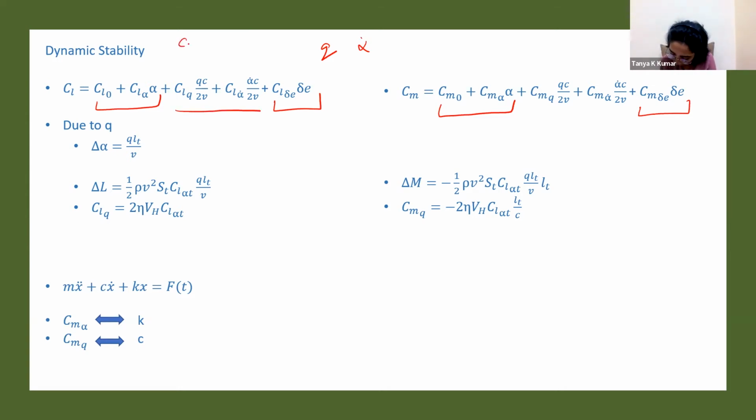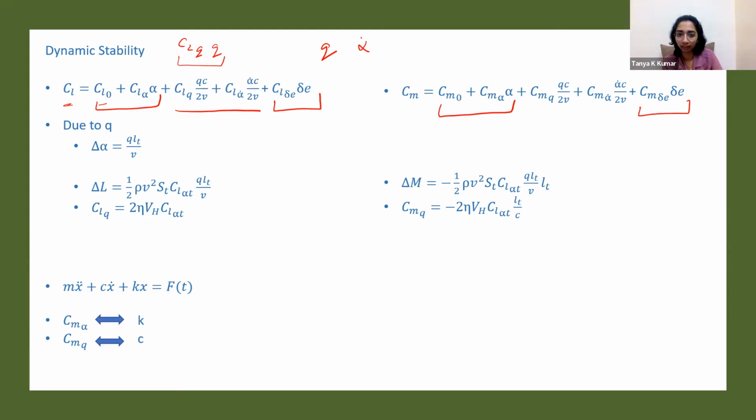Ideally, you should have added it as CLQ into Q, right? But CL is a non-dimensional term, so the final thing should have no dimension. CL naught has no dimension. CL alpha has no dimension. Alpha is dimensionless, it's radian. CL delta E again is dimensionless. But when you take CLQ into Q, Q is radian per second. It is pitch rate, the rate of change of pitch per second. So it has radian per second and it is not non-dimensional.